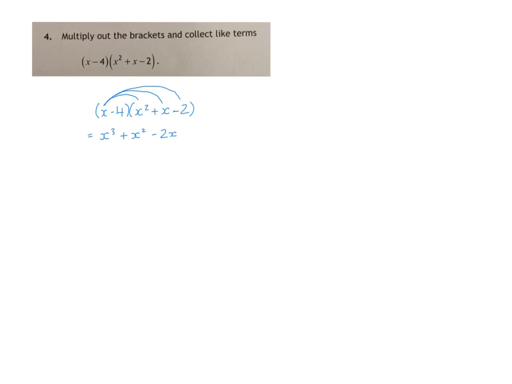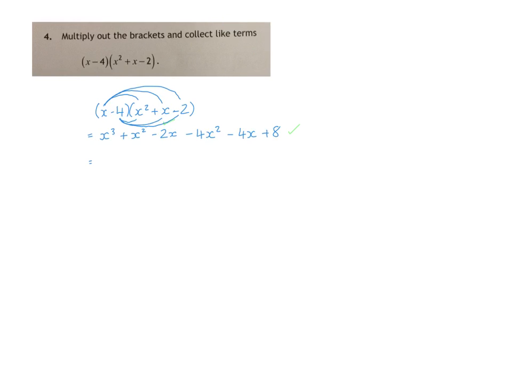If you get 3 of these terms correct, any 3, doesn't have to be the first 3, you get 1 mark. And then we've got minus 4 times x squared, so we've got minus 4x squared. We've got minus 4 times plus x, so we have minus 4x. And then we've got minus 4 times minus 2, which gives us the plus 8 on the end. So remembering that 2 negatives multiply to make a positive. And your second mark is if you have all of those terms correct.